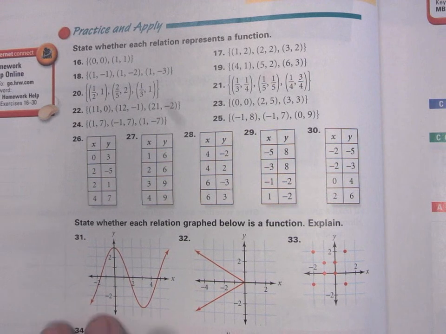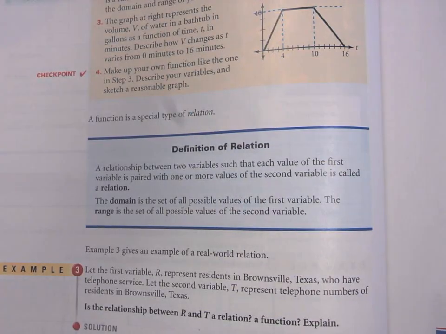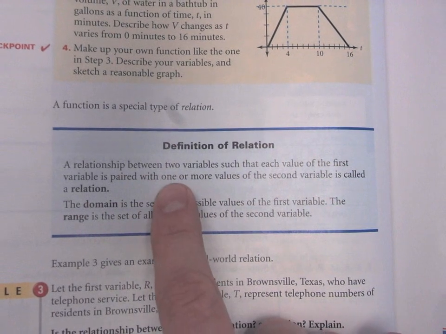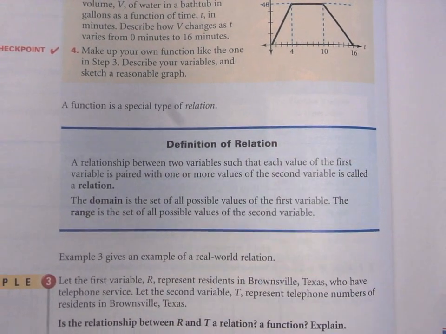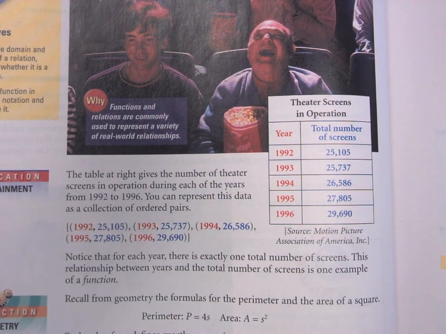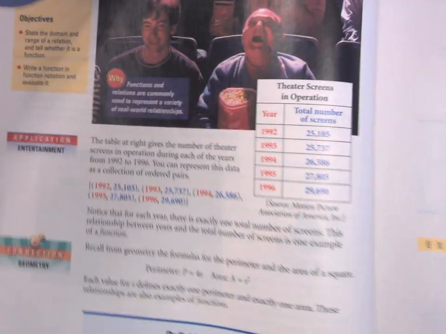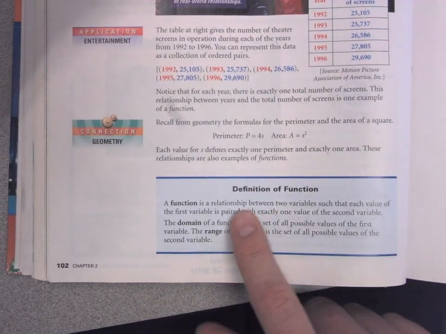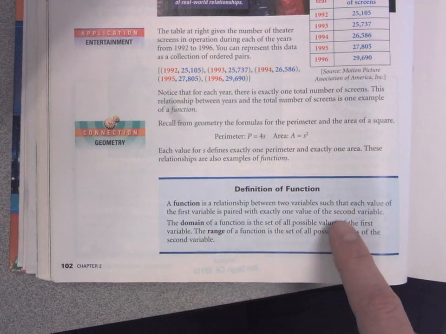And a function has a little bit of a difference. Again, the wording comes down to this: in a relation, each value of the first variable is paired with one or more values of the second variable, whereas in a function, each value of the first variable is paired with exactly one value of the second.